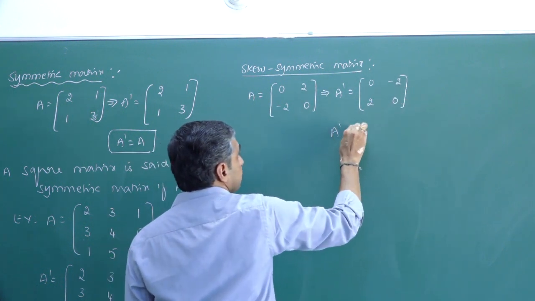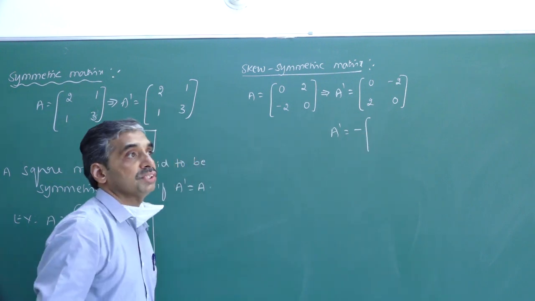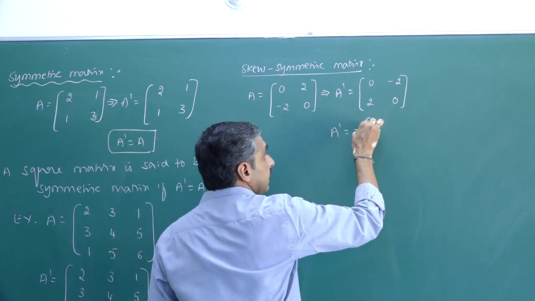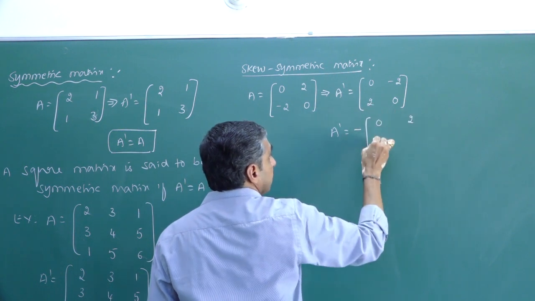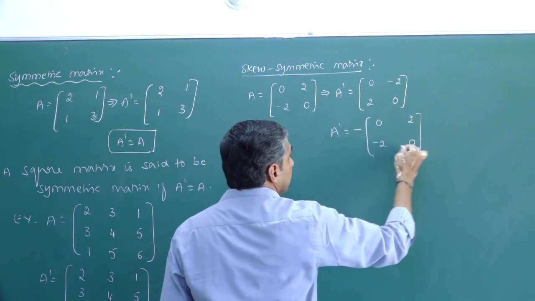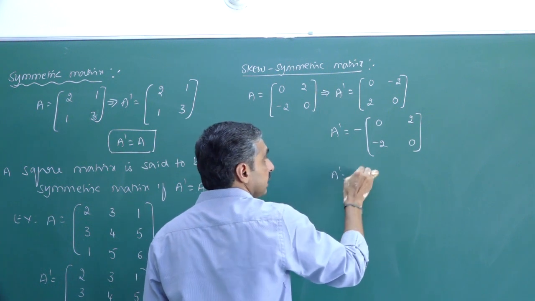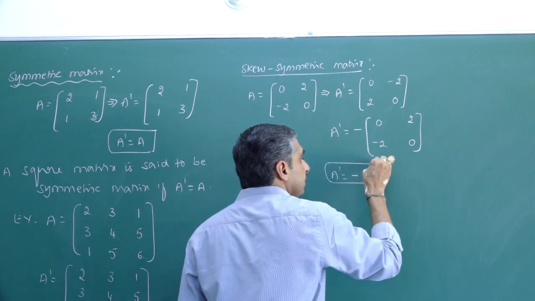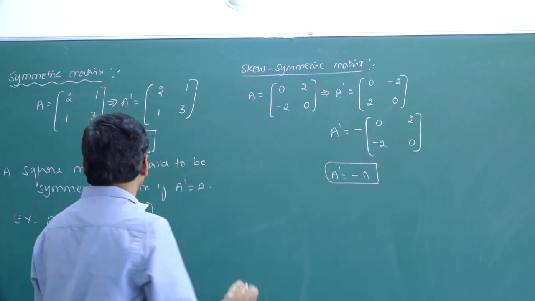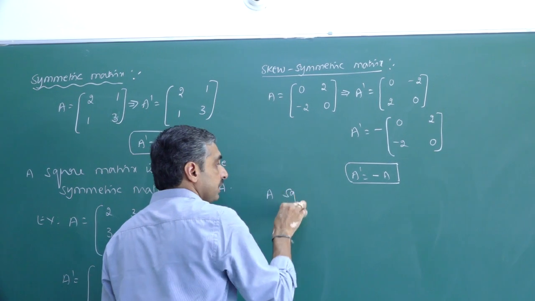See, A transpose, in this you can take the negative sign outside from this matrix. Then 0, this is plus 2, here minus 2 is 0. Just to analyze A transpose, can I say this matrix is A here? See, A transpose is equal to minus A. So that is a square matrix.